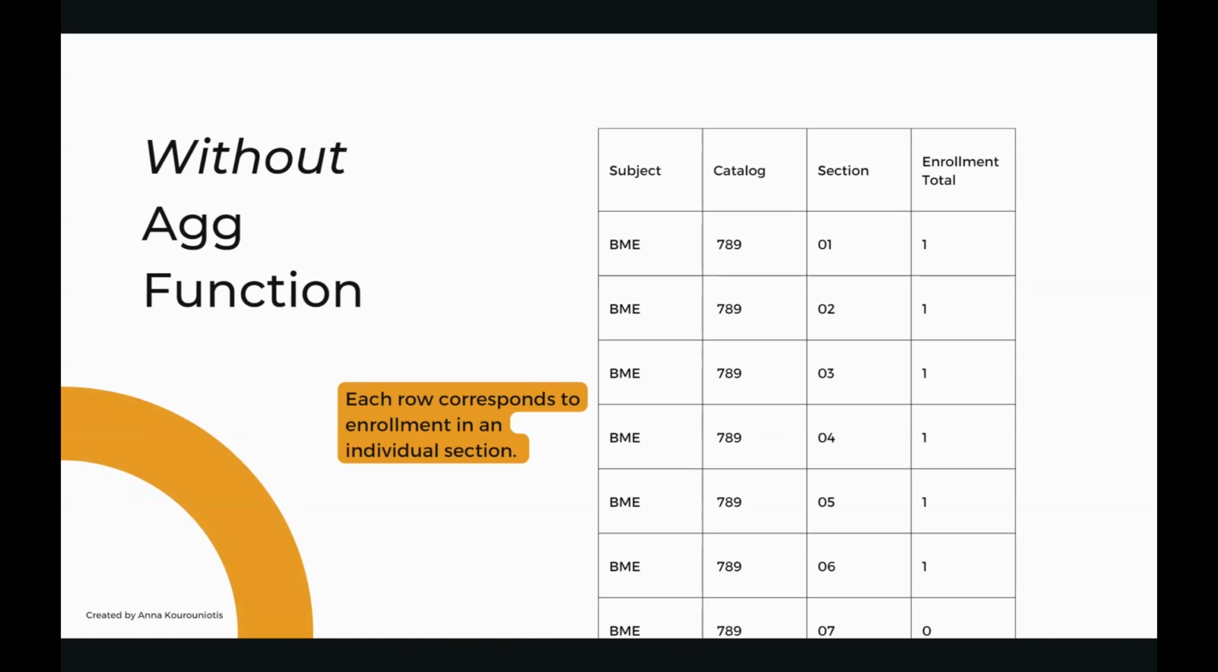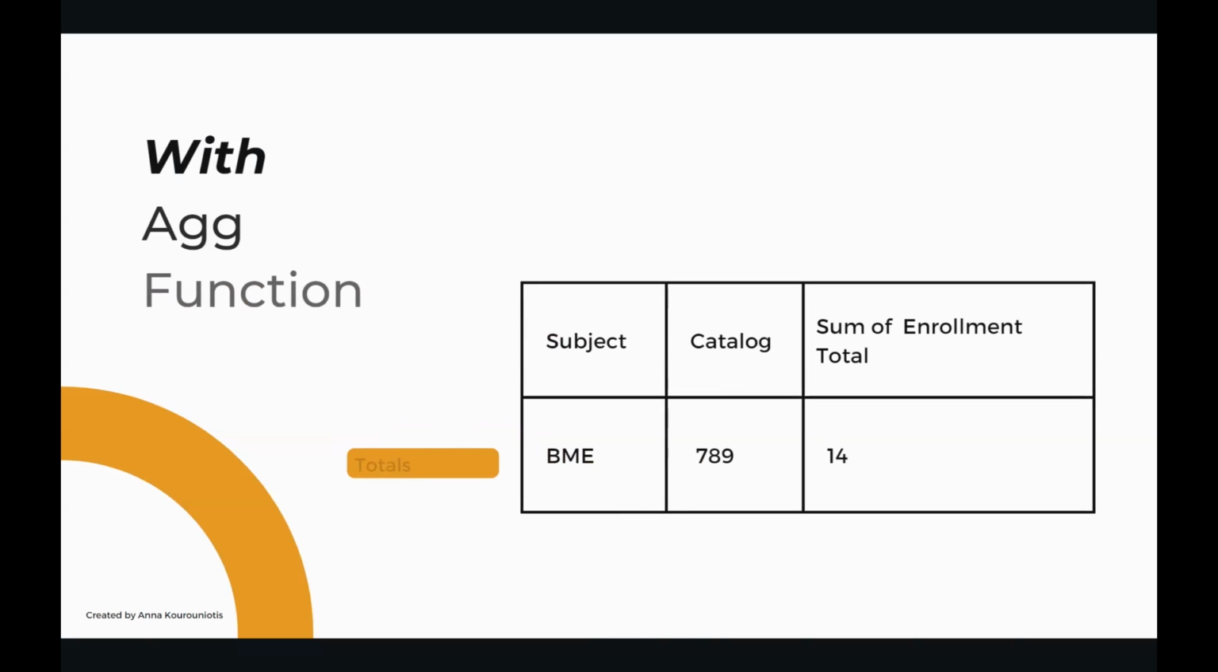Without any aggregate functions, your query would return the same number of rows as there are in the class table. For instance, if BME 789 in summer term 1 has 15 section offerings, you don't see them all here, you'll see 15 rows of data, and under the enrollment total column, you will see the enrollment per individual section.